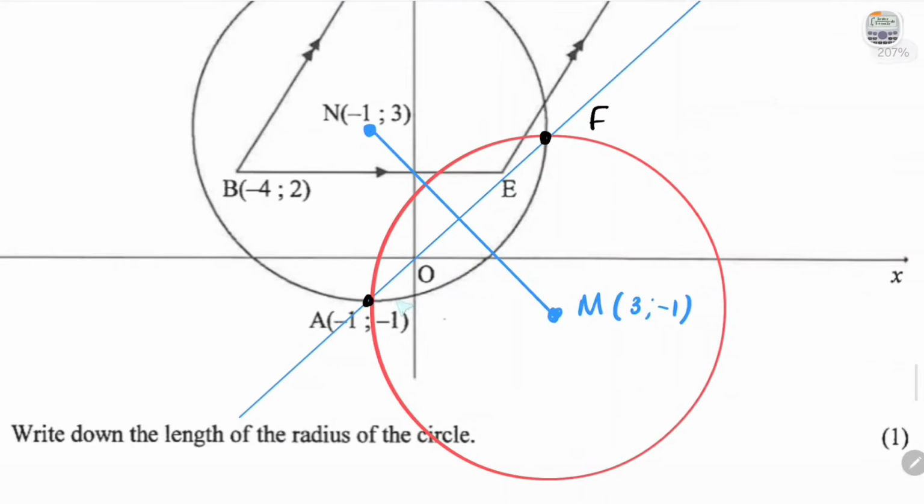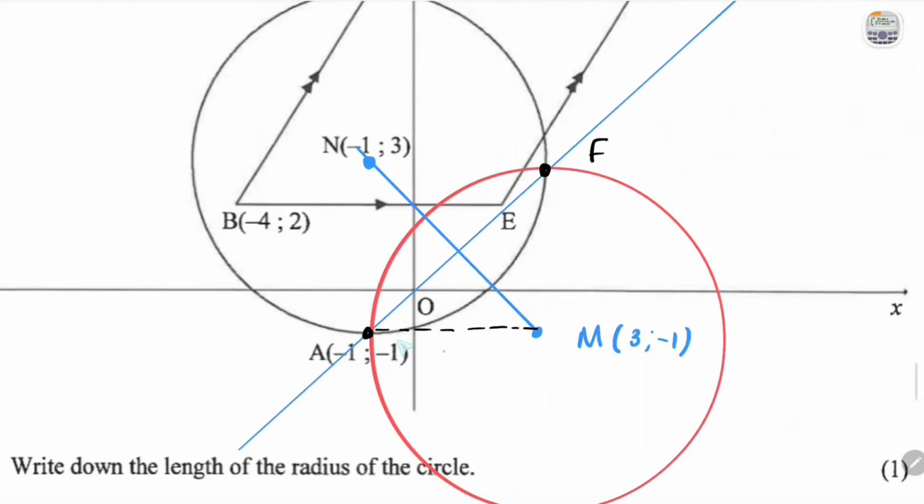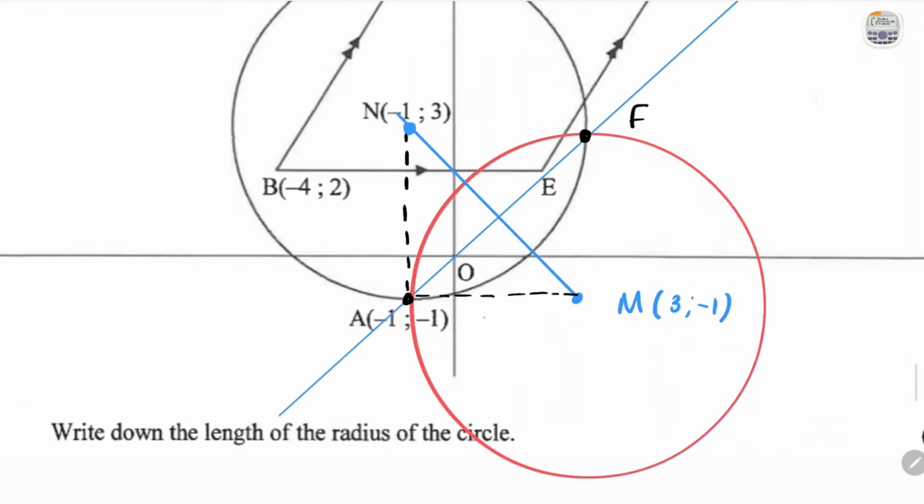Notice that if we connect A and M, you're going to have a horizontal line. I should probably make this slightly shorter than what I made it. We know it's horizontal because they have the exact same y value. A has -1 as a y value, M has -1 as a y value. And if you connect N and A, which is also a radius, it is a vertical line. We already knew that from the first questions.